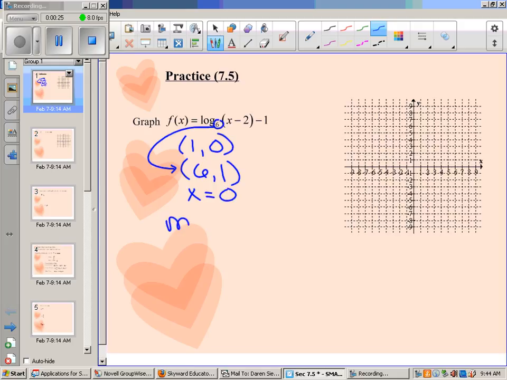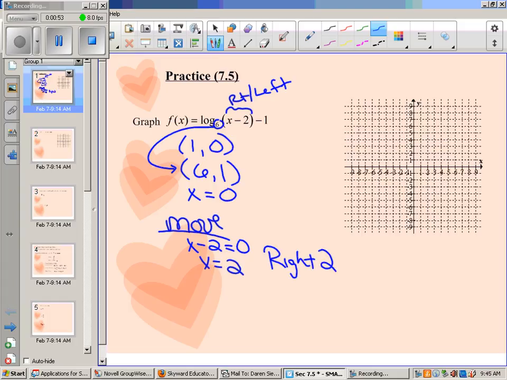X equals 0. Where are we going to be moving that graph? Say again, I'm sorry. Good. Right 2, down 1. Remember, to get right and left, it's got to be in parentheses or grouped with my x. So if there's no parentheses, there's no right or left movement. So always set it equal to 0, in your head or on paper, doesn't matter. But that's a positive 2, so that's a right 2. And then we've got the minus 1, which is down 1.